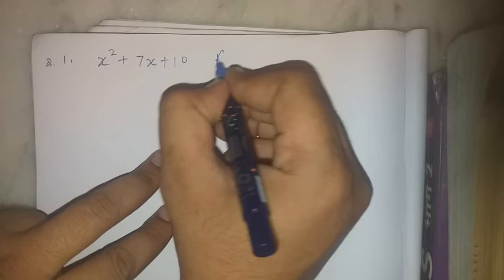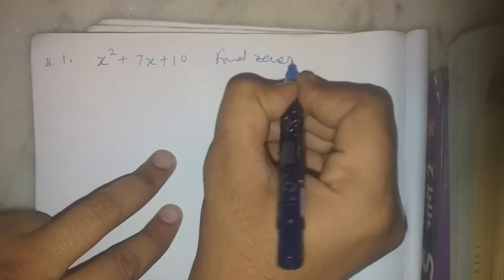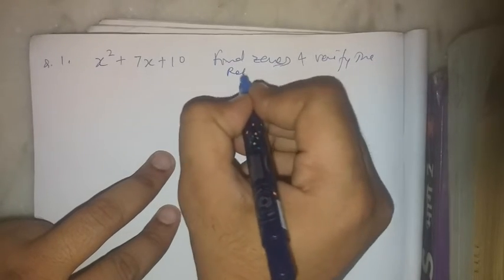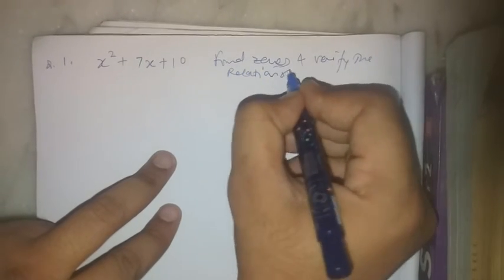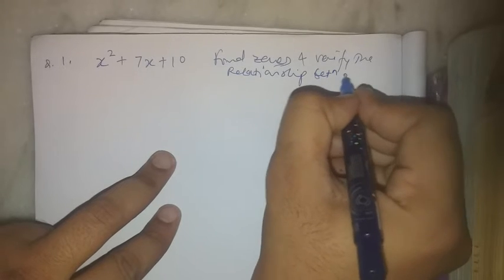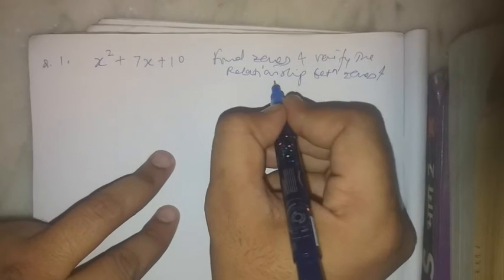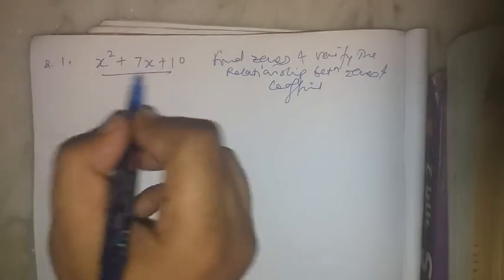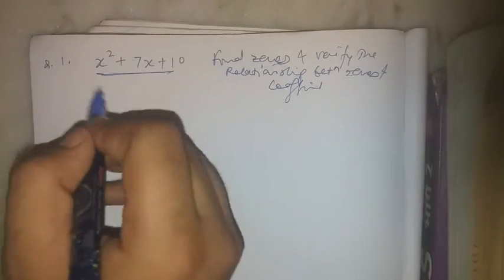Now the first question. Suppose you have this equation given, find the zeros and verify the relationship between zeros and coefficients. First you have to solve this equation, which means you have to factorize.